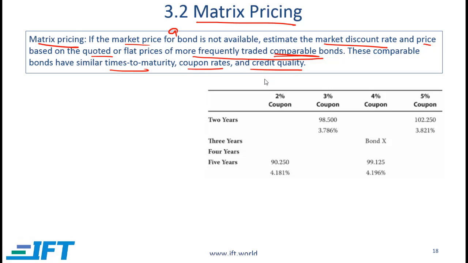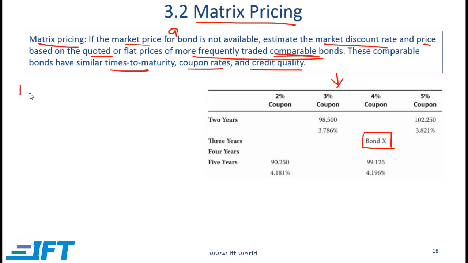Let us understand the process using the data given here. We want to come up with the price and the YTM for bond X, and we have several other bonds with similar credit quality. The coupon rate is not exactly the same for the other bonds, but the numbers are somewhat close, and the maturities are also roughly in the same ballpark. We have a logical 5-step process to come up with the price and then the YTM.